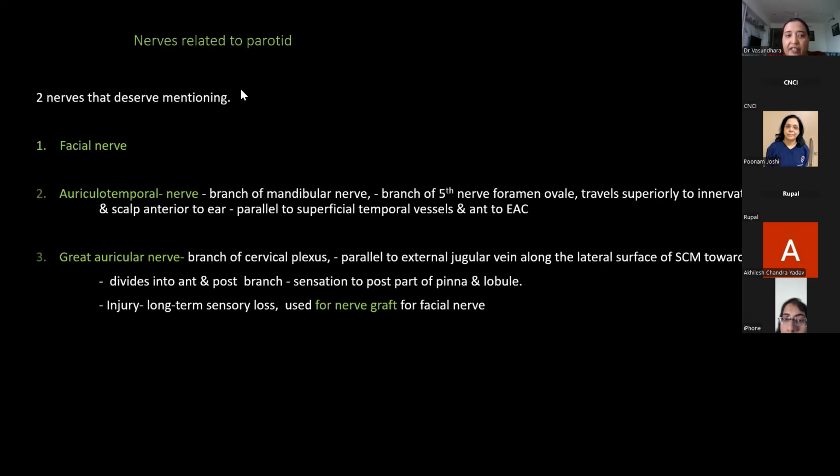So three nerves are related to the parotid, the facial, the auriculotemporal, and the great auricular nerve. This is important to you all for the graft, but we don't see it clearly. These two we will discuss in the talk.